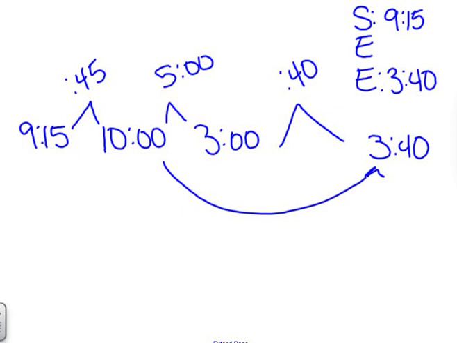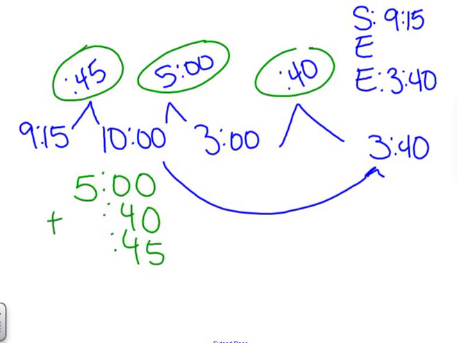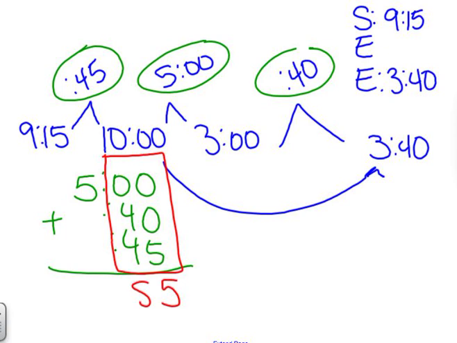My last step is to add all of the times that I've used to count up, from the beginning time to the end time. So from 5 hours, 40 minutes, and 45 minutes. First thing I'm going to do is add and focus on just the minutes. Let's add the minutes. So we have 5, and we have 85 minutes. Then I'm going to add the hours, which is 5.